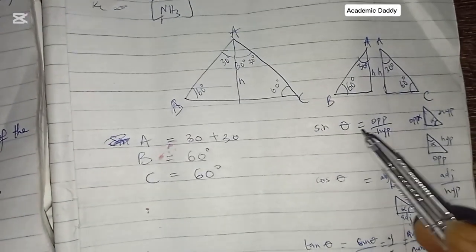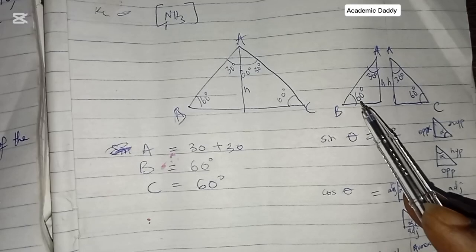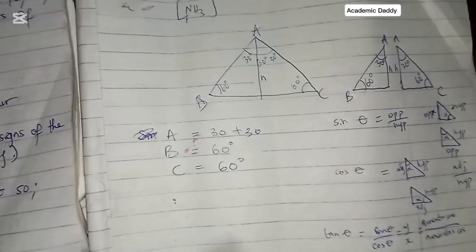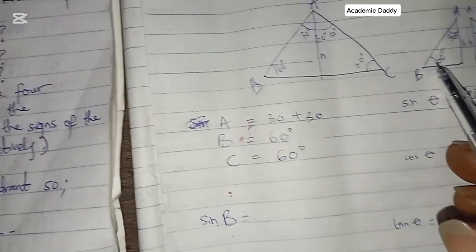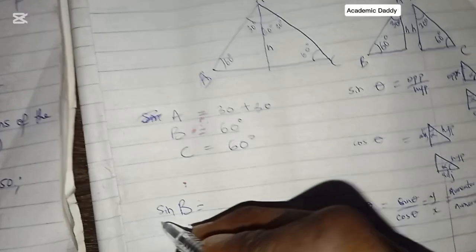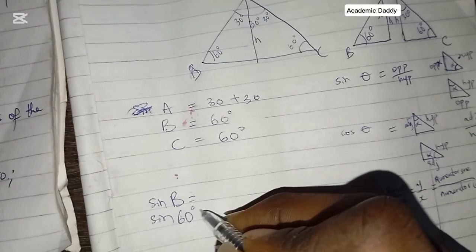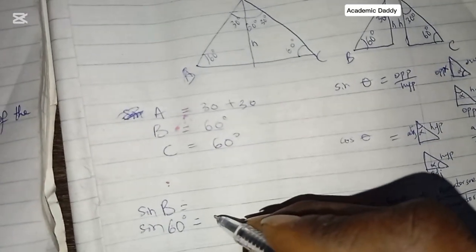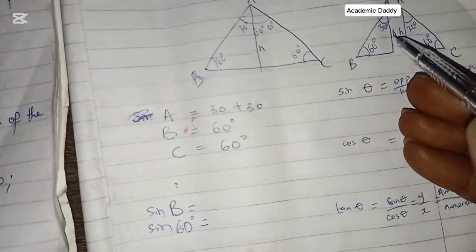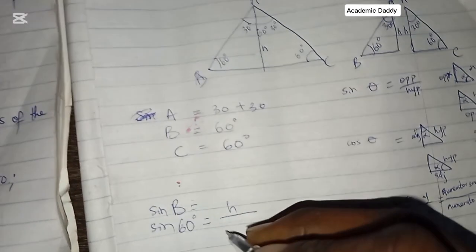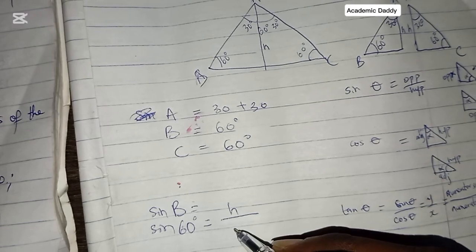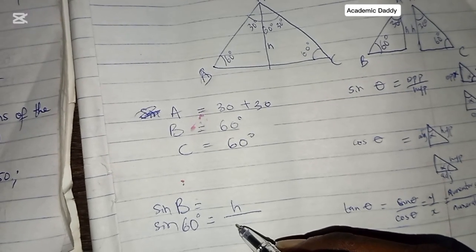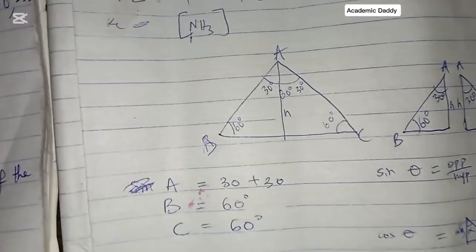Notice that when I'm talking about sine B, the angle in sine B is 60 degrees. So it's the same thing as saying sine 60 degrees will be equal to the opposite, here h, over the hypotenuse. The hypotenuse is this side.